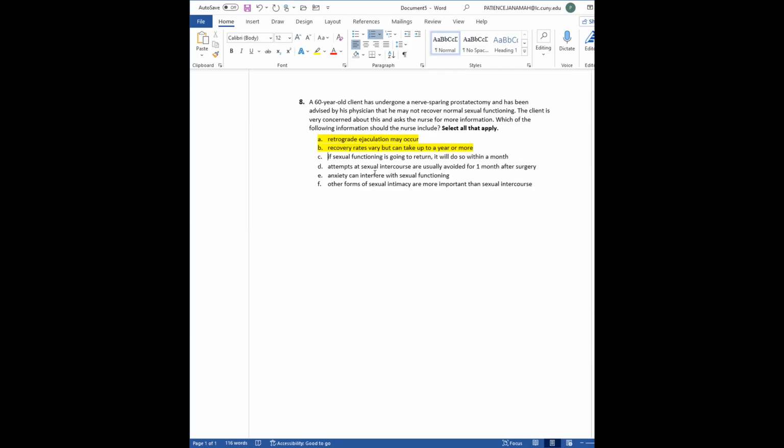Other forms of sexual intimacy. I'm just reading it out loud. So D. If a patient has a prostatectomy, would their sexual function be affected or not? Likely to be affected. So you have the last 4 options talking about sexual function. Which of them do you think? D is attempts at sexual intercourse are usually avoided for 1 month after surgery. Yes, D is there.